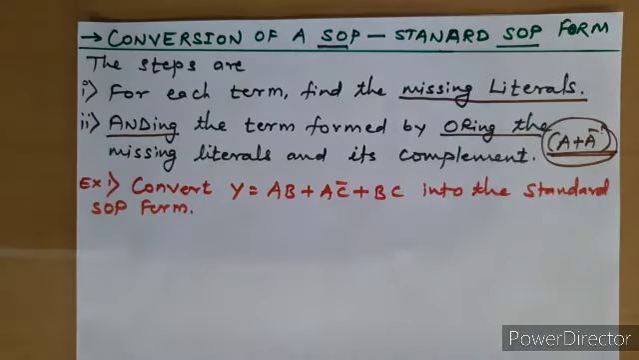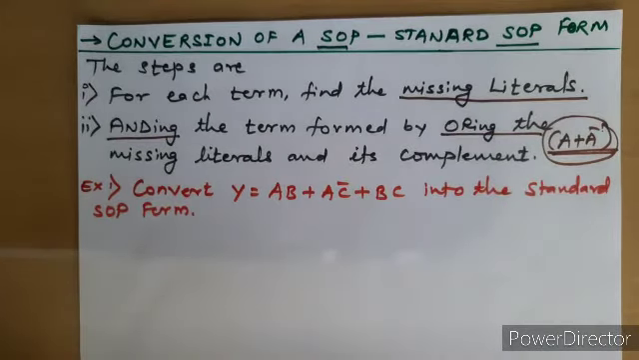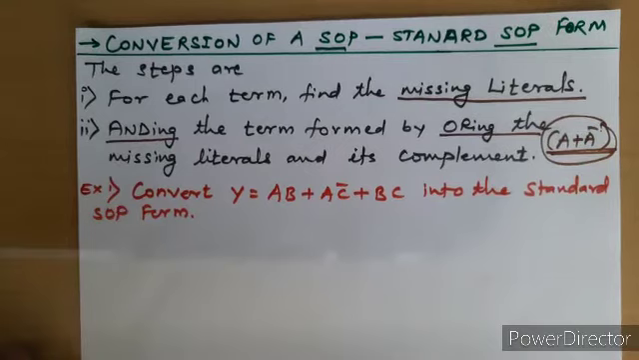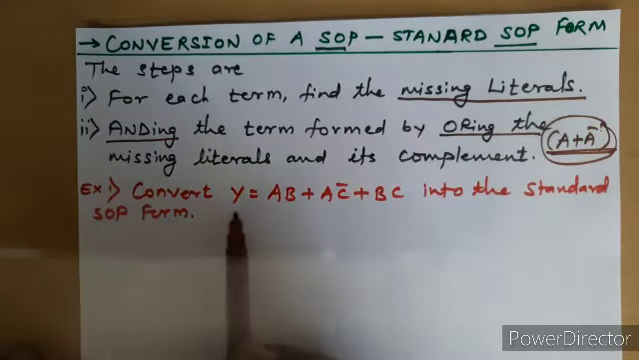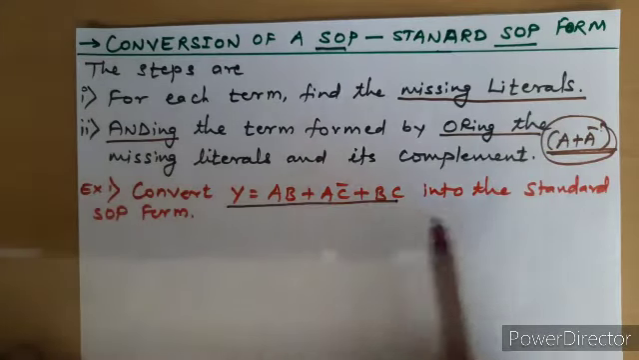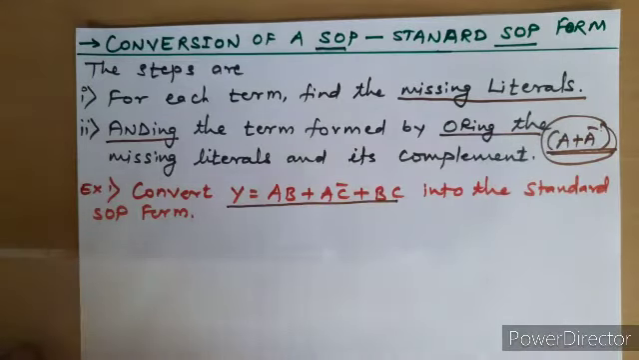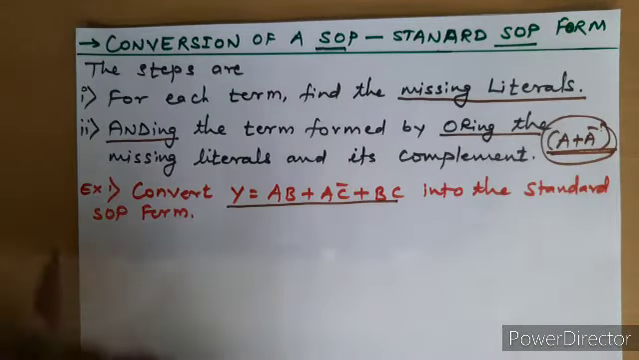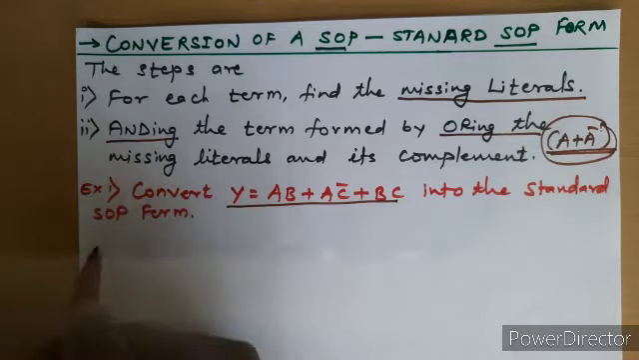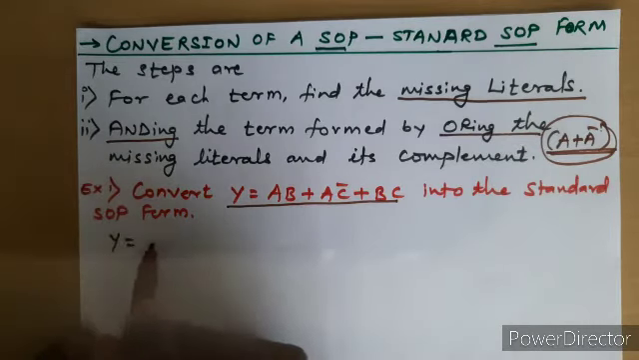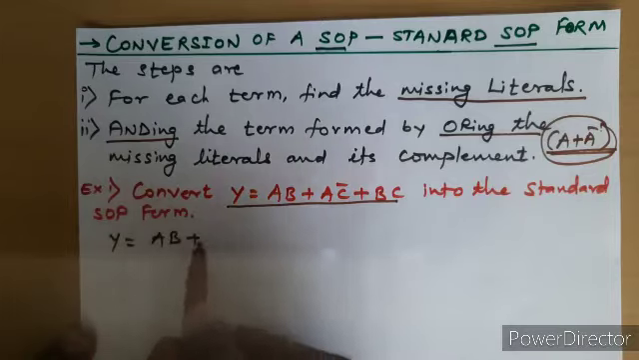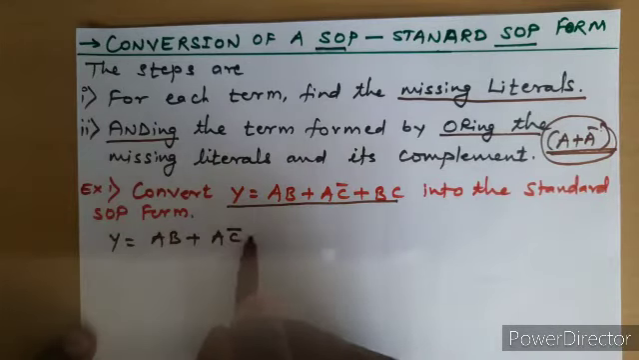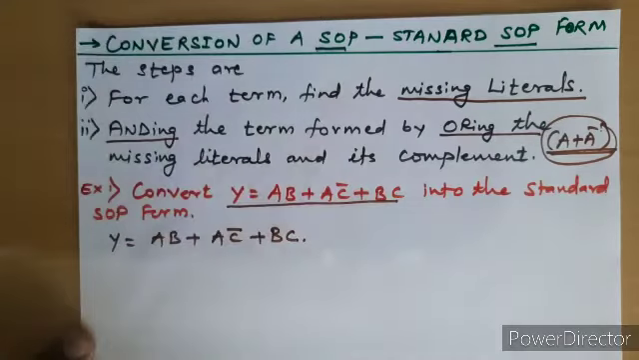Let's try to solve this example, and then it will be more clear to understand the conversion of non-standard SOP to standard SOP. Here is an example: convert this equation into standard SOP form. I can write down the given equation: y equals AB plus AC bar plus BC.